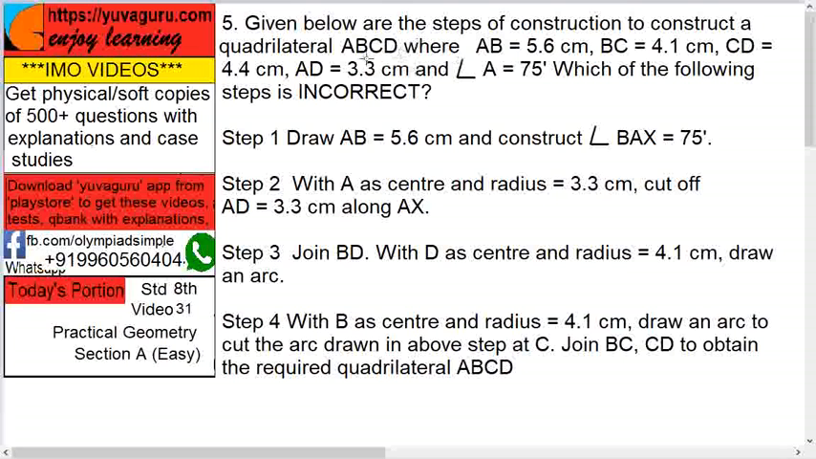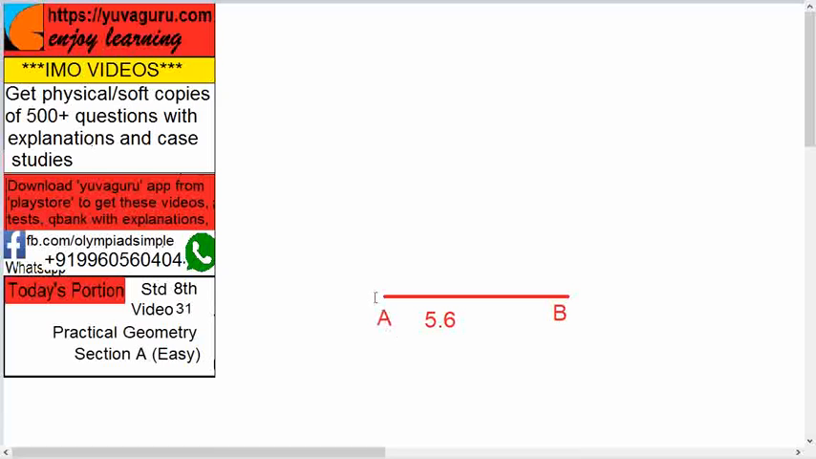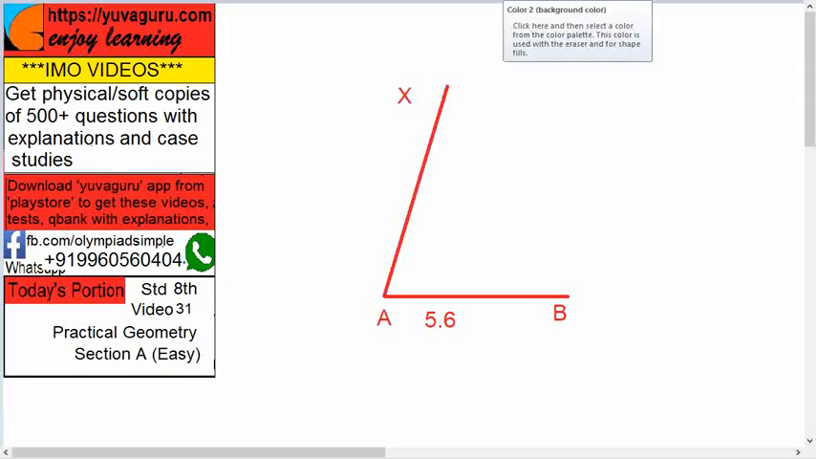Now we have to find the incorrect steps. So let's start with step 1. Draw AB. What is the basic thing you will do while constructing a quadrilateral? Draw a baseline, that is AB. So let's start with AB 5.6 and then angle BAX 75 degrees. This is AB 5.6. Now BAX, that is given as 75. Let's draw this. Take a compass, protractor, and make it.